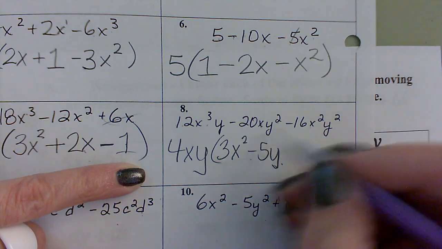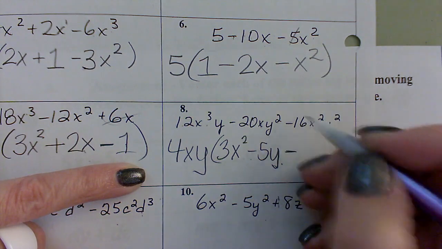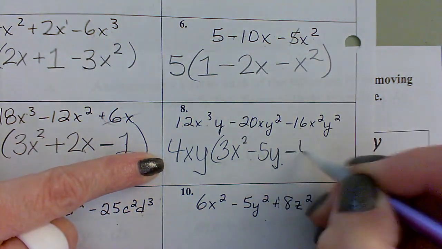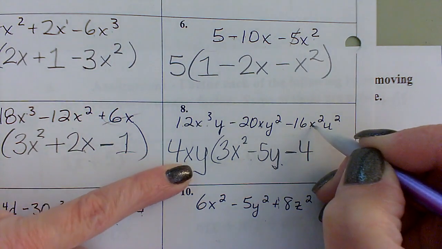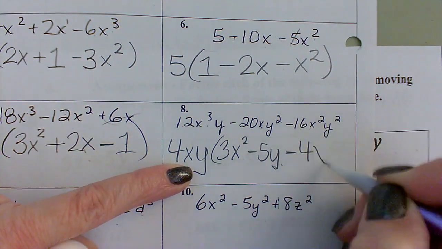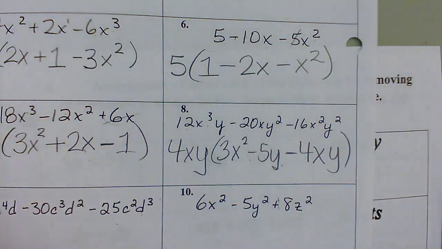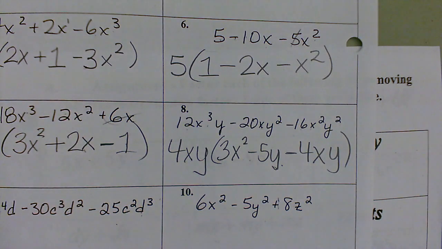So I have a negative. I didn't remove the negative, right? I had 16, but I divided by 4. What's left? 4. I have an x squared, but I removed an x. What's left? And I have a y squared, right. And xy is left over. Does that make sense? Okay. Good.